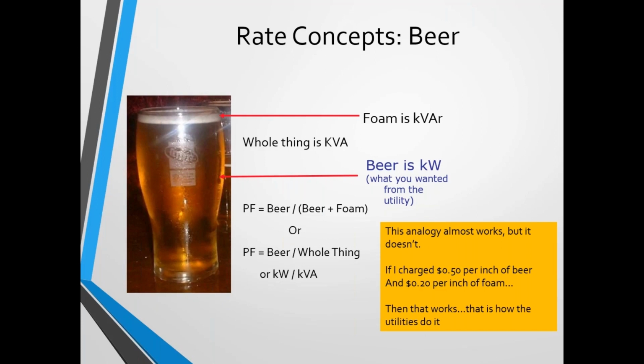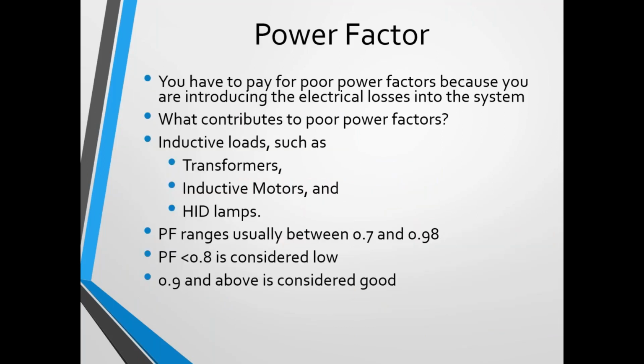I can't just say you put in half foam, half beer, therefore that's your problem. No, that's not how it works. This is more how the utilities work. Power factors are usually between 0.7 and 0.9, and anything above 0.75 or 0.8 is pretty good. They often will charge you below 0.8.